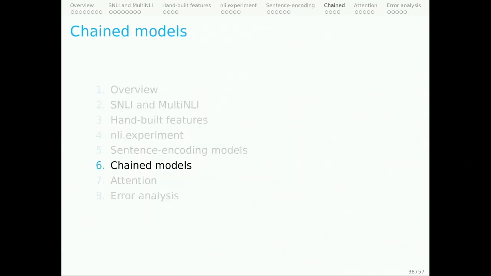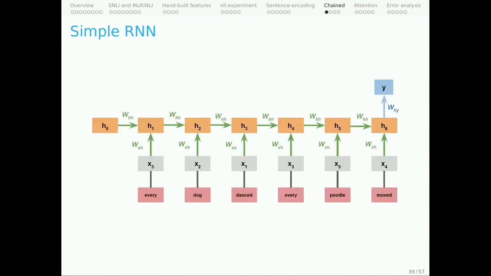All right, and that's it for the sentence encoding models. I hope that gives you a sense for the ways that you could impose new innovations. The second class that I wanted to introduce I've called chained models. The reason I've called them chained is that you just run together the premise and hypothesis. The simplest version of that is the one that I've given here, where I have every dog danced, every poodle moved. You could insert your own boundary symbol if you thought it was important for the model to learn that transition point.